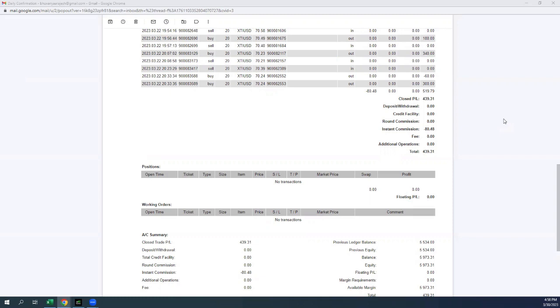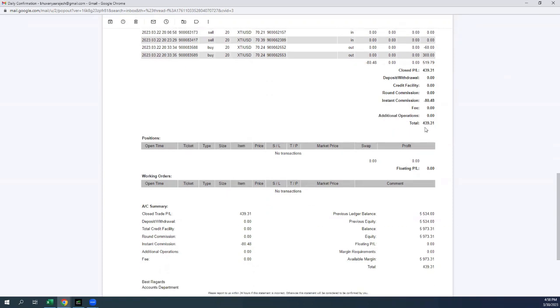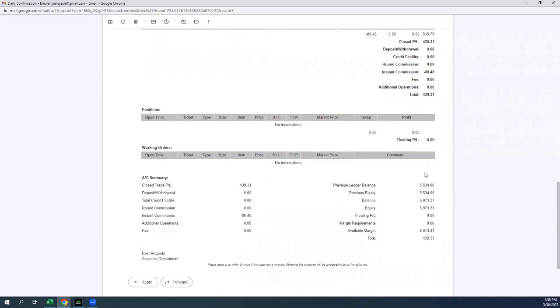As you can see on my screen, I started with a profit day where I closed it with a P&L of $439 and some change. And this is my first day of trading or second day, I'm not really sure about it. But as you can see, we started with $4,900, and now the available margin is almost $5,973, which is almost $1,000 from the time I deposited.